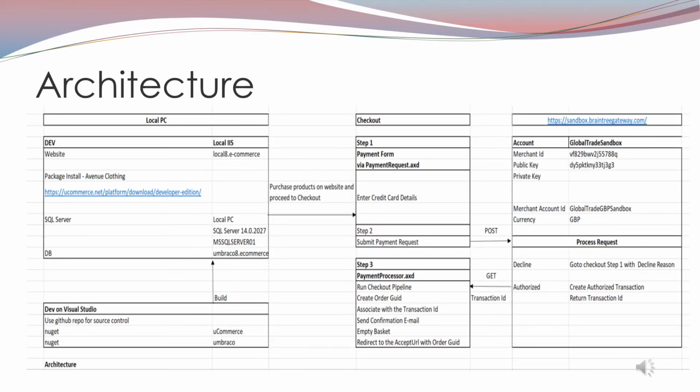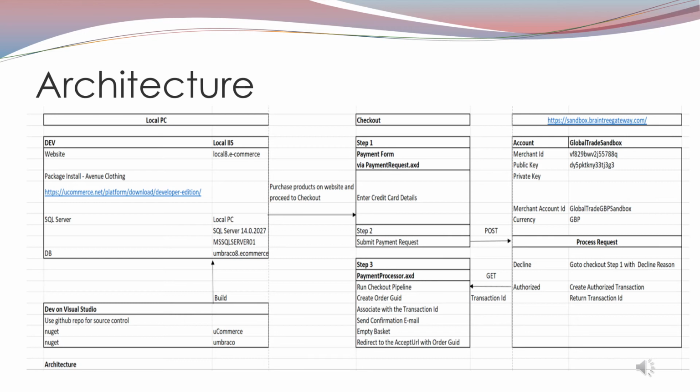An overview of the architecture then. On the local PC we develop in Visual Studio. We create a website and then installed Umbraco and uCommerce. We then mapped that website onto a local IIS website, locally at e-commerce here. We then installed the Avenue Clothing Umbraco package, download it from the URL on screen.